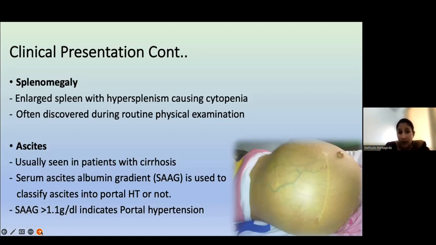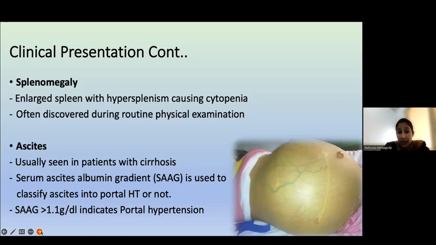That would be one entity, or it could be completely undetected, or found during a routine physical examination. The child can present with fever, or then you might detect this spleen. And then when you investigate further, you will find out this portal hypertension. So that is one of the other presentations of portal hypertension.